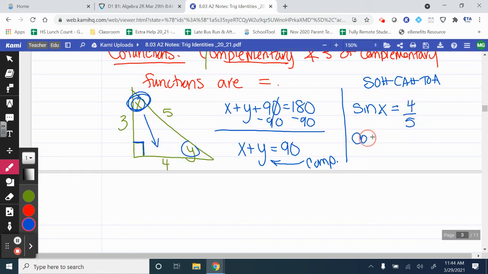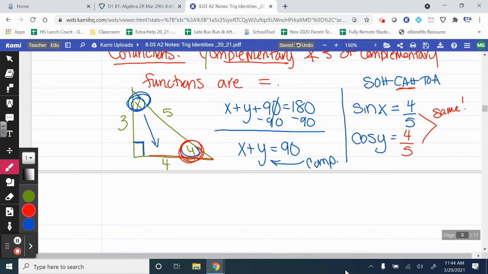And then find the cosine of angle y. So angle y is over here. Cosine is adjacent over hypotenuse, so that's going to be adjacent is 4 over 5. And notice you get the same thing because what's opposite from x is going to be adjacent to y.